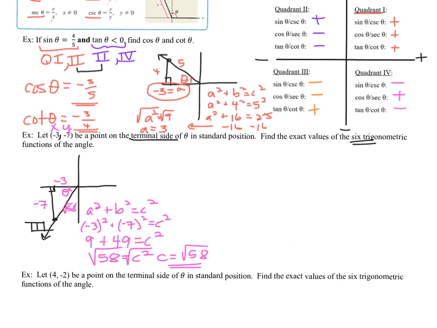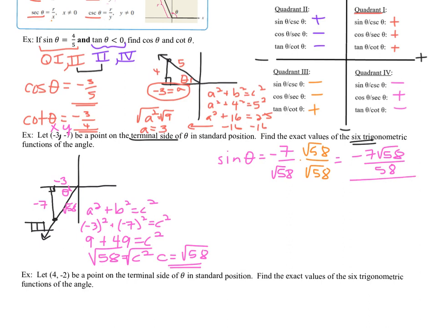Once you know that side length and you know what values are positive and negative, we list out our 6 trig functions just like we did in 6.1. So I'm just going to write sine theta, and that's opposite over hypotenuse, makes that -7 over square root 58. Oh, and then we have to rationalize. So we still have to follow those rules, which just means I'm going to multiply top and bottom to rationalize. And that gives me -7 square root 58 over 58.